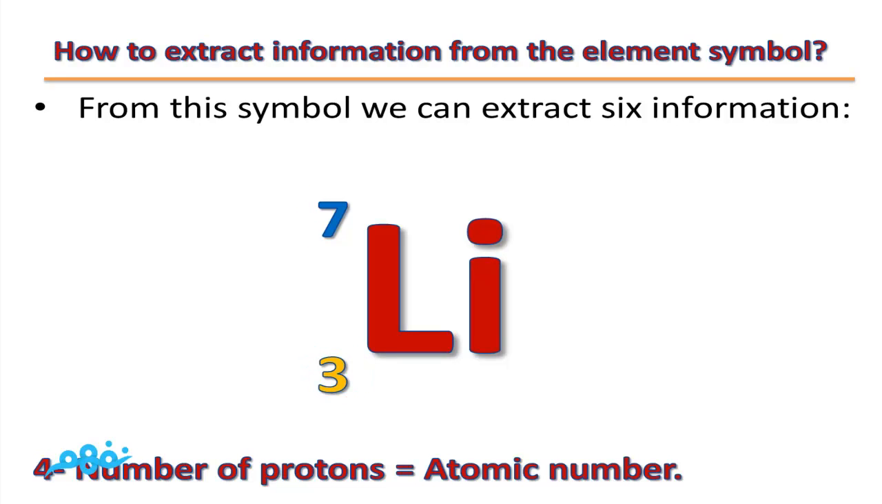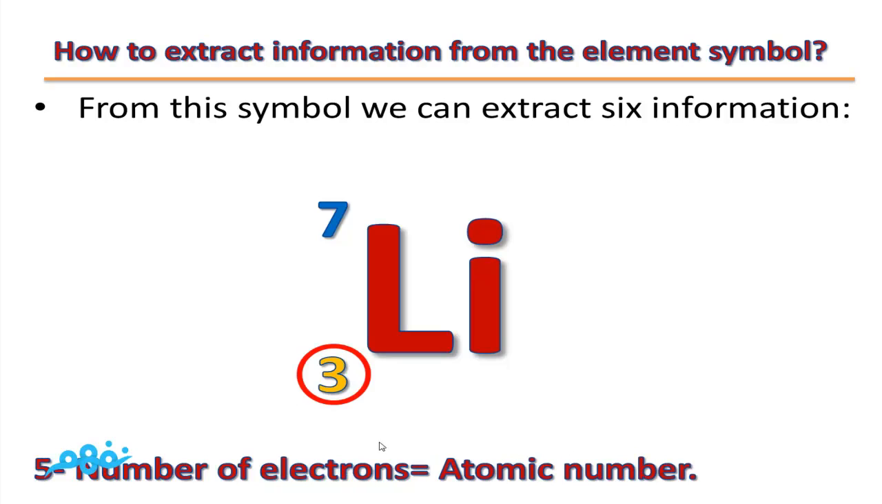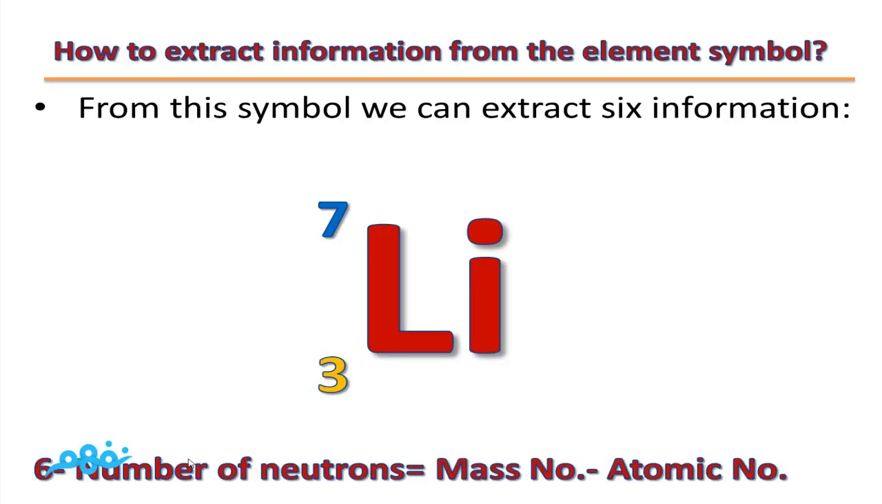The fourth information is that the number of protons is equal to the atomic number. The fifth one is that the number of electrons also is equal to the atomic number. To get the number of neutrons, we find the difference between the mass number and atomic number. This is the sixth and last information.